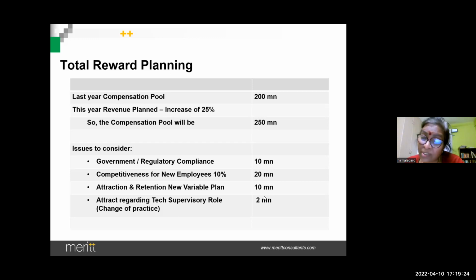Then maybe for a certain set of people, my supervisory people, I need to really change that. They have to be given better upskilling, and I need to attract the right kind of talent for that. So maybe I will incur another 2 million there. So what am I essentially looking at? I'm forecasting those areas where I'm going to increase my costs in terms of wages. So these are the items.